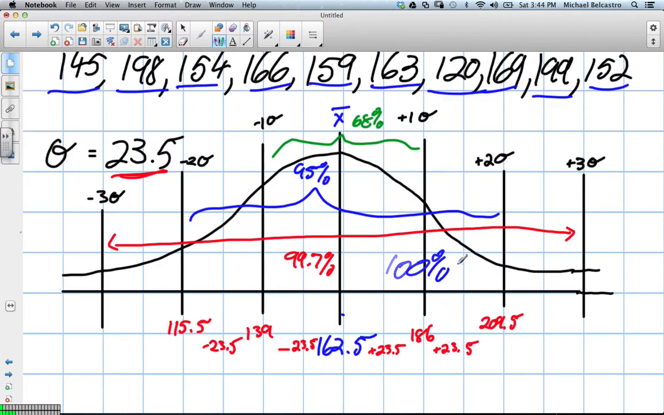Well, let's get a little more specific. How much of our sample itself fell within one deviation?